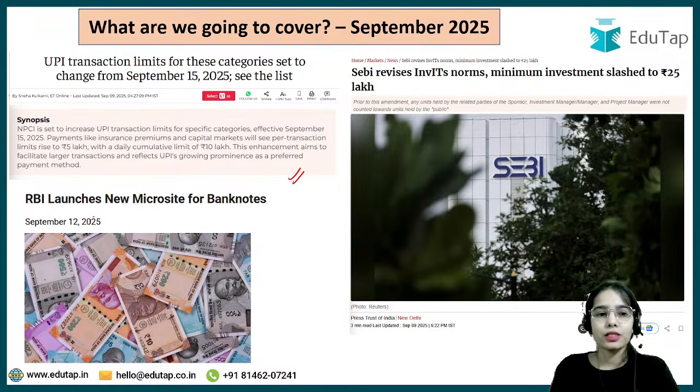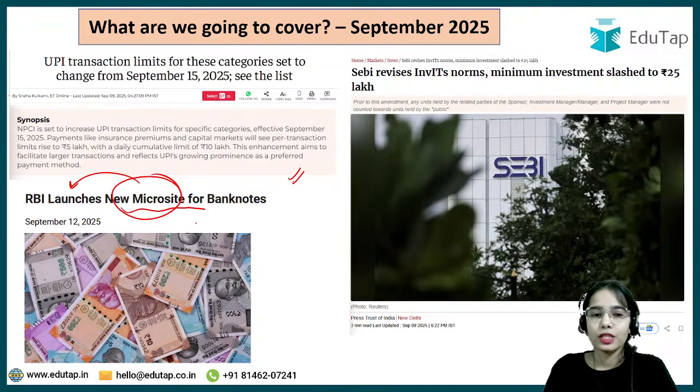Then we will also discuss the new microsite that has been launched by the Reserve Bank of India. This is a press release of RBI where the RBI has released the new microsite for the banknotes.